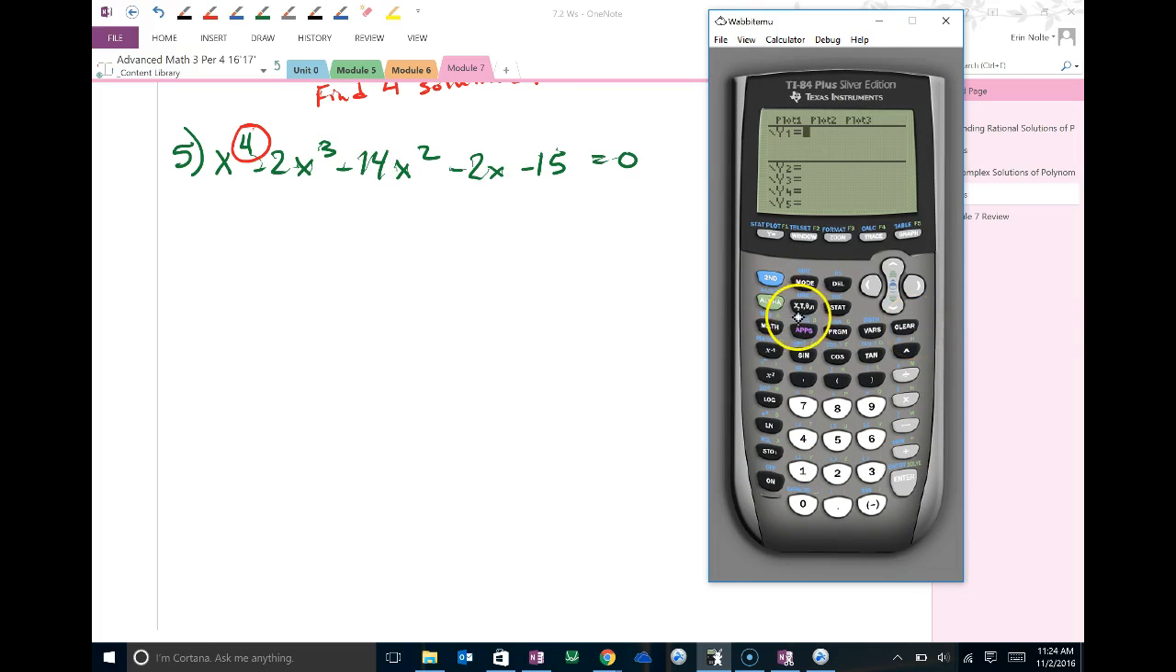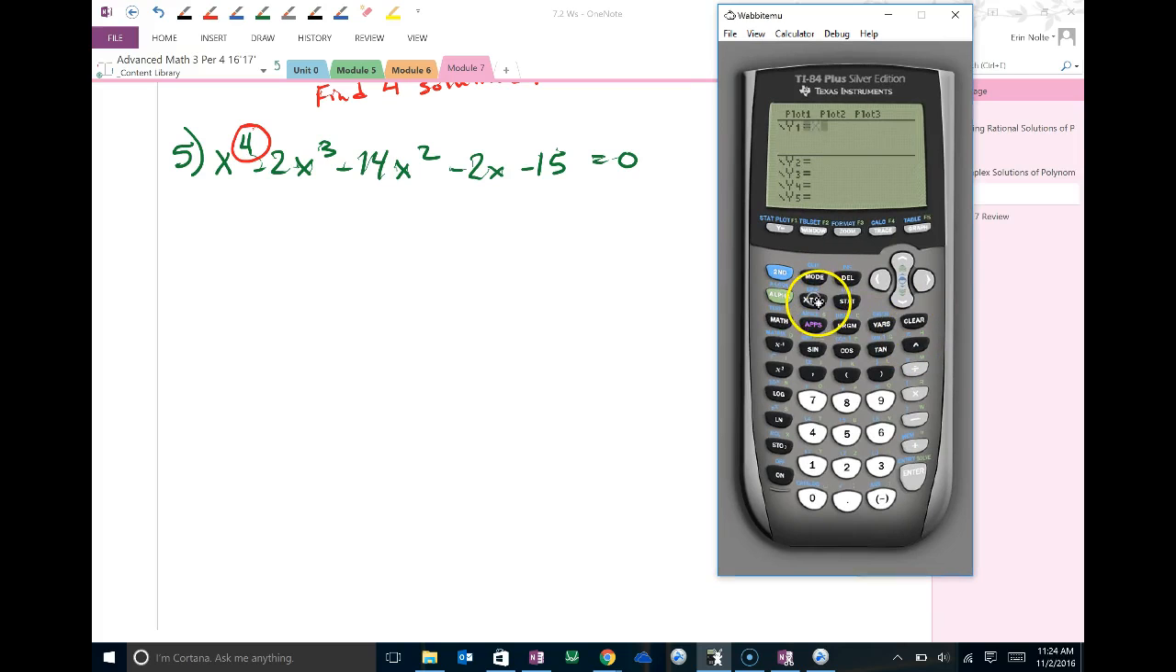Okay, so I got x to the 4th minus 2x to the 3rd minus 14x squared. I think my tablet is overheating. It's having a hard time processing.